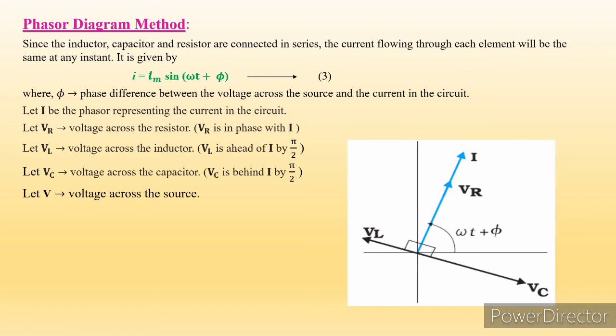Now you can look at the diagram. The current I and VR vectors act along the same direction, that is, they are in phase with each other, and the vector VL is ahead of the current I by a phase angle pi by 2, and the vector VC lags behind the current by a phase angle pi by 2.